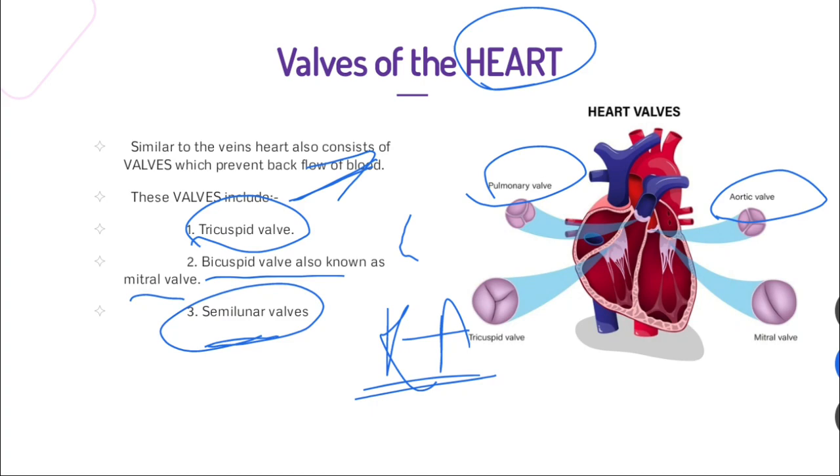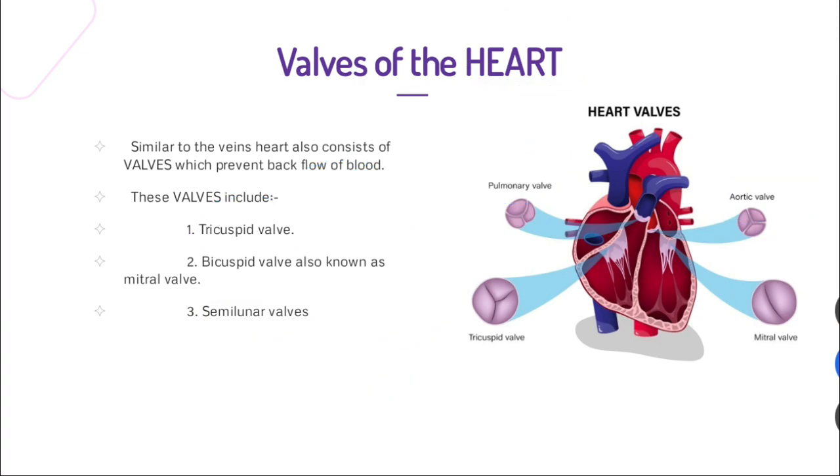As they are present in these structures, the structural name is given: the semilunar valve which is present in the aorta is called the aortic valve, and the semilunar valve which is present in the pulmonary artery is called the pulmonary valve. Okay, coming to this diagram, please have a look at this diagram.